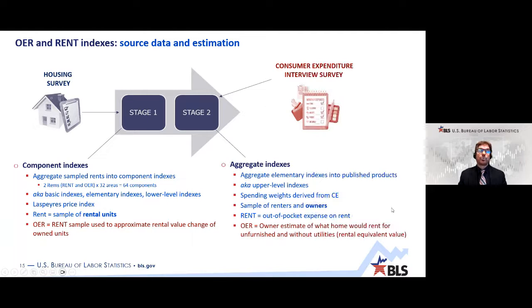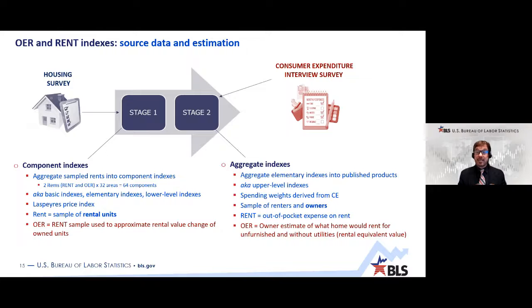In the second stage, we take spending data derived from a completely separate and independent household survey, the Consumer Expenditure Survey. It's conducted by Census on our behalf. And we take those spending data to average or aggregate up to published products, the component indexes. In our jargon, we call these upper level indexes. This survey does use a sample of both renters and owners. The owners represent roughly 65% of the CE sample, while renters are approximately 35%, although those percentages can vary by city. And I'll show you some examples of that in a moment.